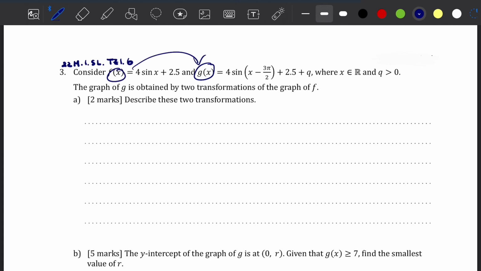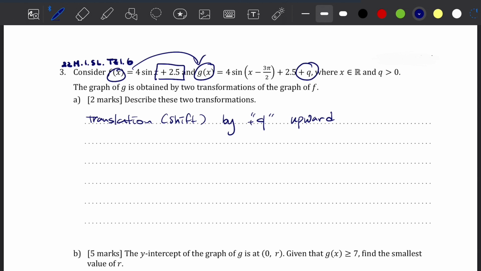So the first thing, when you look at this, you can see that the 2.5, which is the translation of whether it's going upward or downward, has translated to plus q, right? So we can say that the first thing is the translation, or the shift, by q, and it's a positive q, so it's upward.